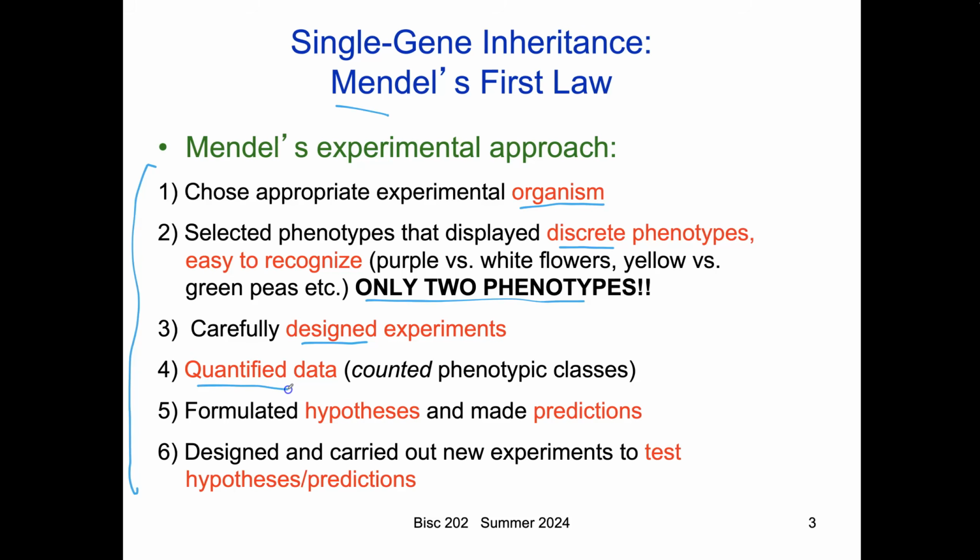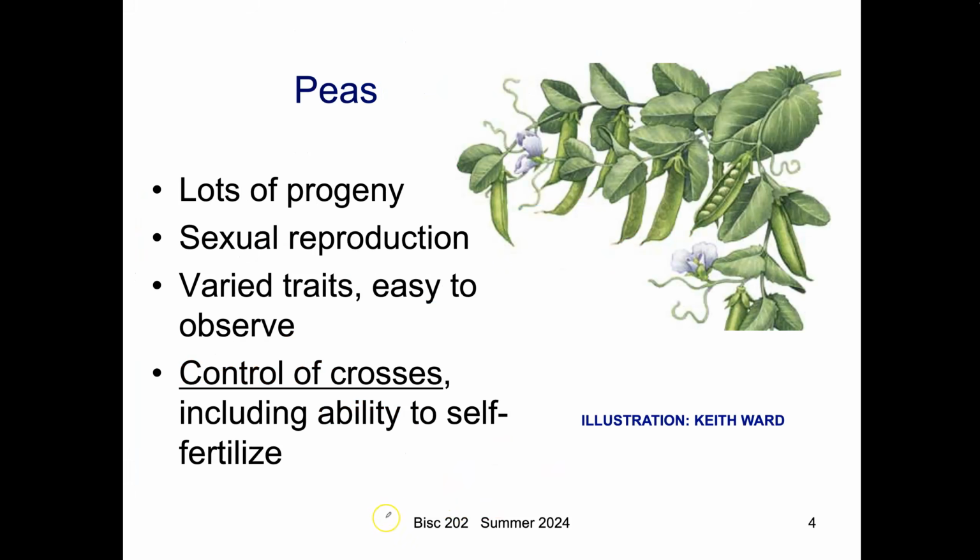He quantified the data, and this is really, really important: the actual counting of the phenotypic classes, and then using those numbers to try to sort out and understand what was happening. He came up with a hypothesis, he made predictions, and then designed experiments to test those. So he did an experiment, he got some data, he thought, what would explain this? Okay, here's my hypothesis, and if I'm right, what should I see if I do the following additional experiments? And he tested those hypotheses that way.